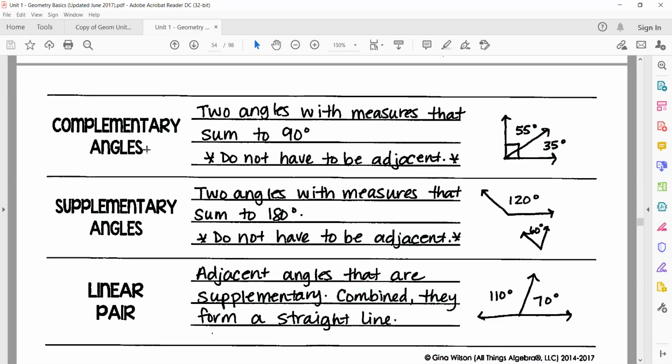So contrast that with supplementary. Supplementary angles equal 180. People get those two mixed up all the time. Complementary adds to 90. Supplementary adds to 180.